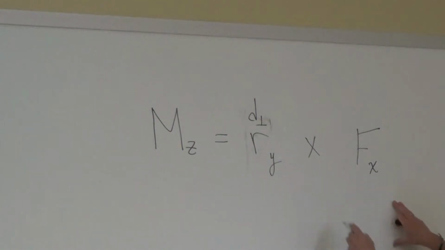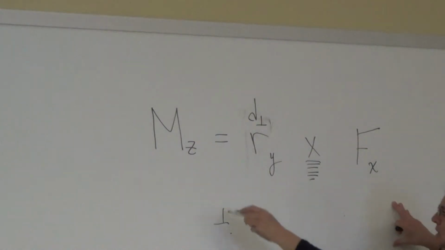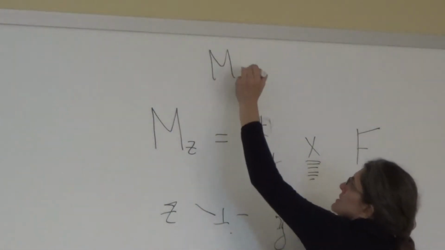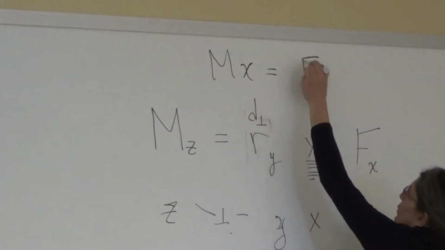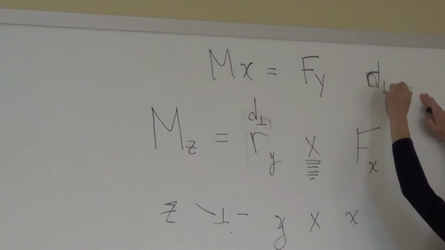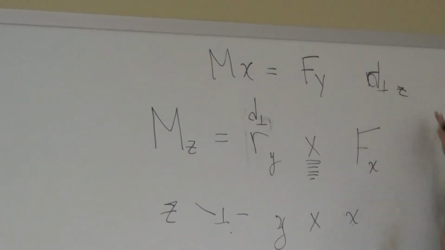Why is it going to be in the y direction? It has to be perpendicular. The definition of a cross product is the vector is going to be perpendicular to the two vectors in question. So if you have the x and the y, and you're crossing x and y, you're going to get a z. So how about another one? If the moment is in the x, and the force is in the y, what is the r, the perpendicular distance in? The z. Everybody's comfortable with that? Thumbs up?